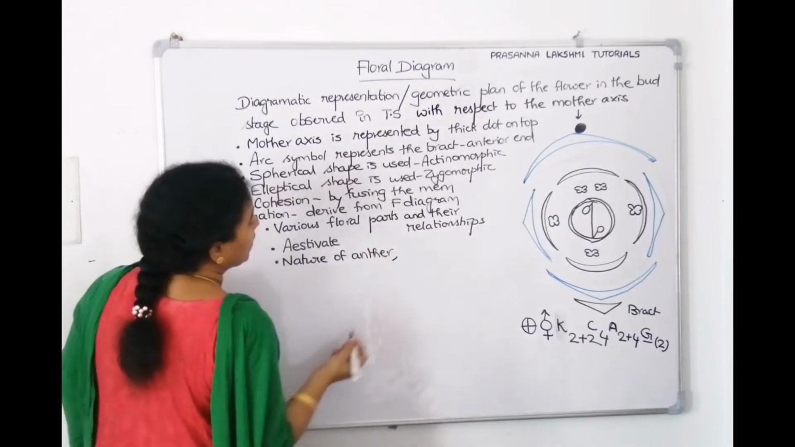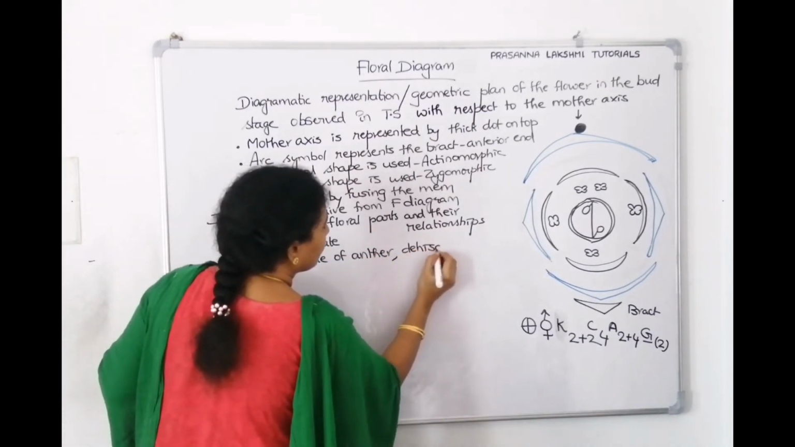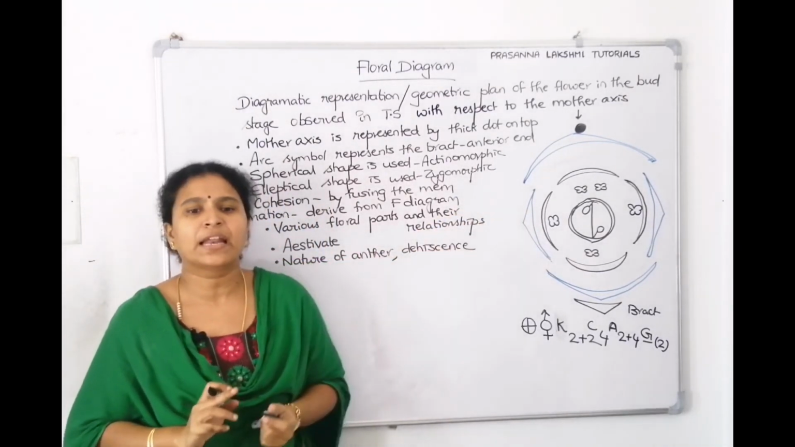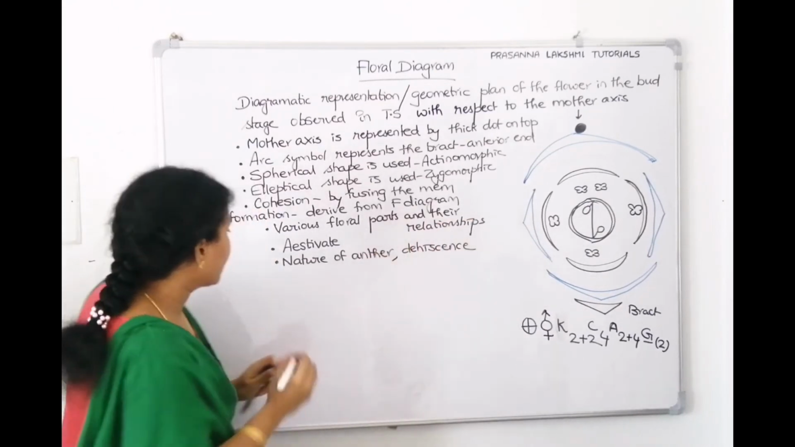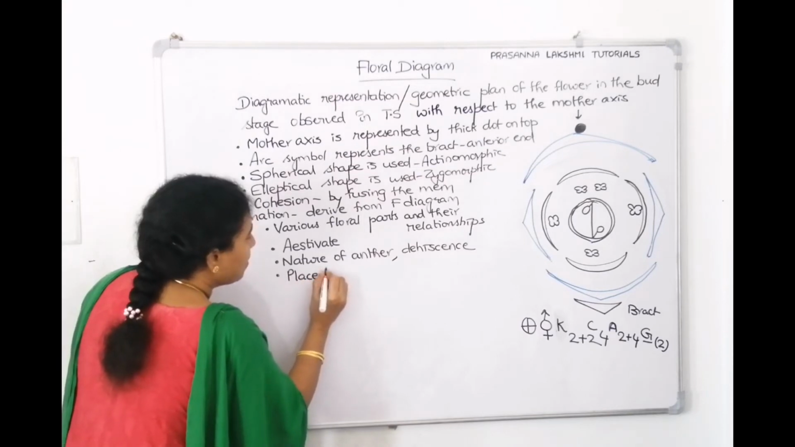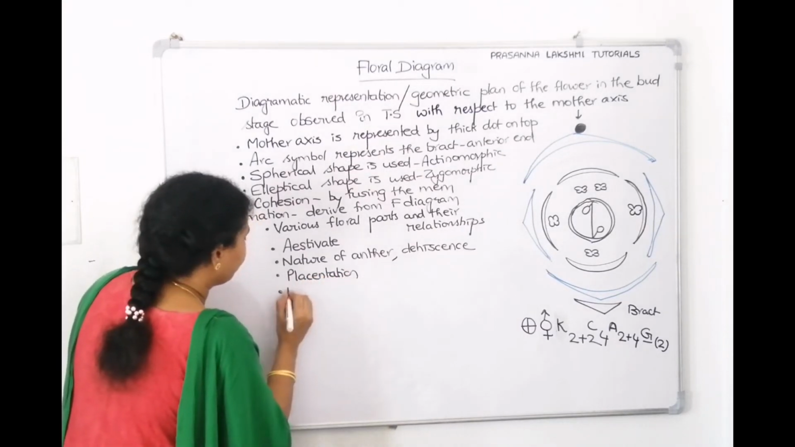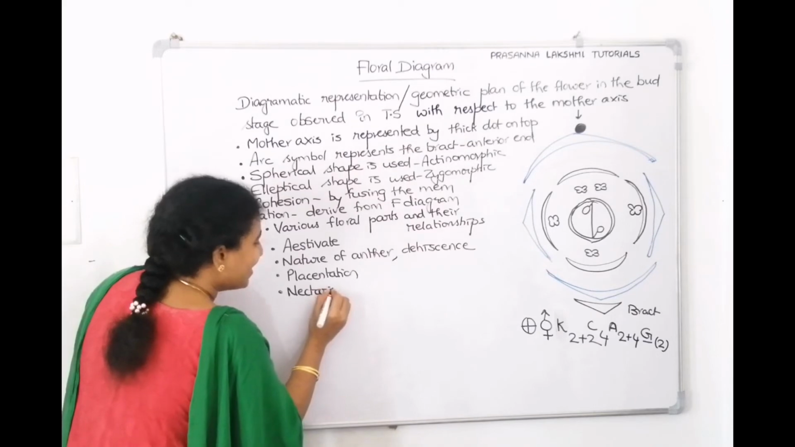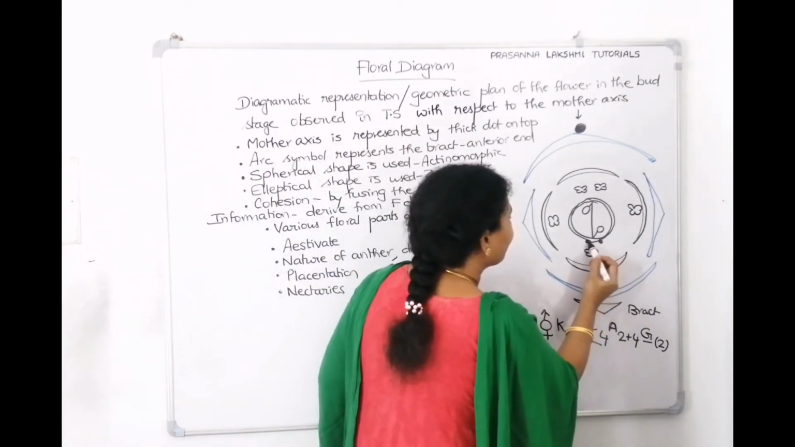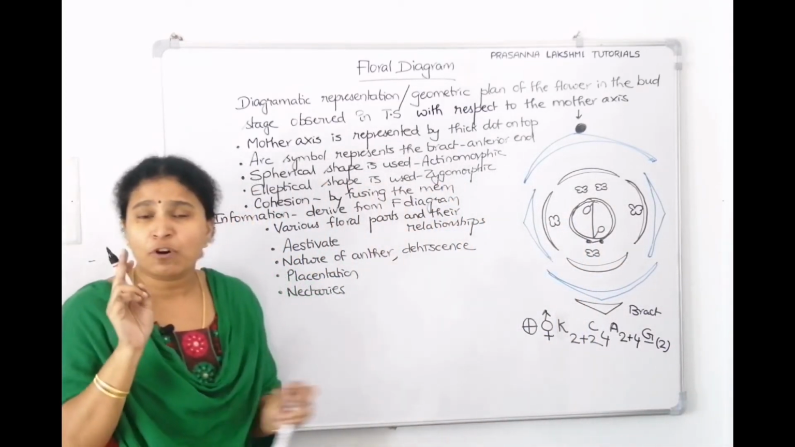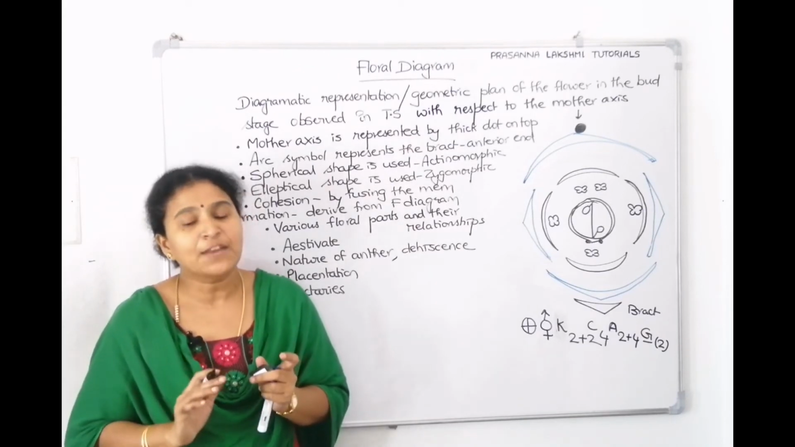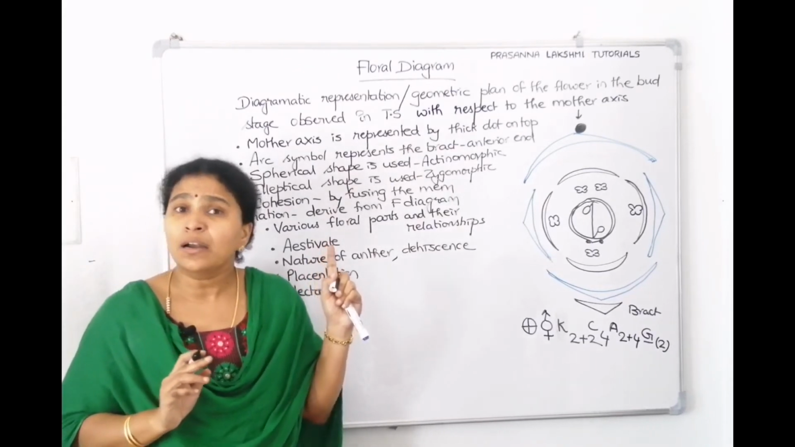Nature of anthers we can tell. Dehiscence also, longitudinal dehiscence, it splits in longitudinal, that also we can tell. Then placentation also we can tell. See there, it is parietal placentation. Placentation information also we can derive. Nectaries also you can show. With the gynoecium, nectaries are there. In the floral formula we can't, but in floral diagram we can show the nectaries also. All this information we can derive from floral diagram.